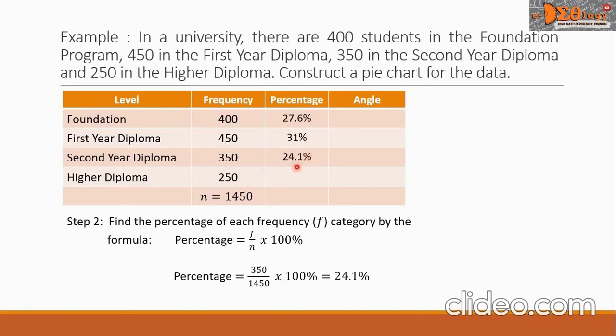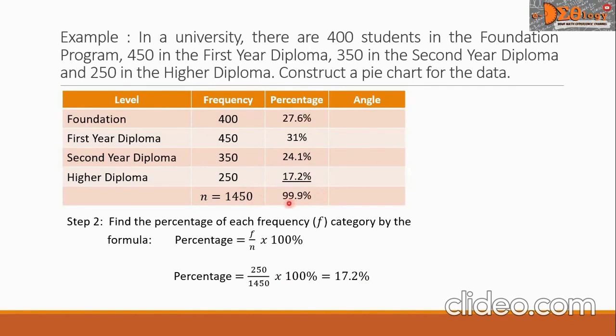The next blank is 24.1%, and that is when we have 350 divided by 1,450 times 100%. The last blank is 17.2%, and this comes from 250 divided by 1,450 times 100%. After that, let us get the total of this column.